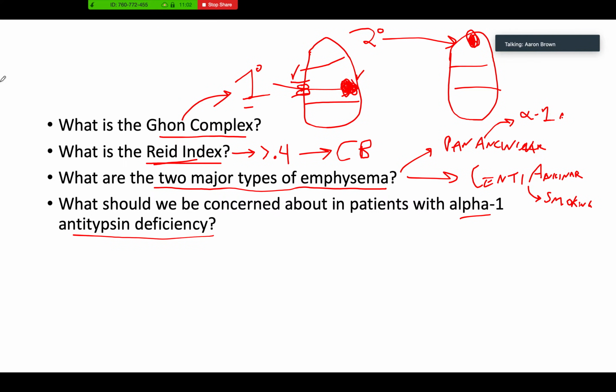I can go on and on, right? But I'm not going to bore you with that right now. Instead, I'm going to ask you one more question, which is, what should we be concerned about in patients with that alpha-1 antitrypsin deficiency? So emphysema, right? That's for sure. We're worried about emphysema, but what other organ system should we also be worried about?